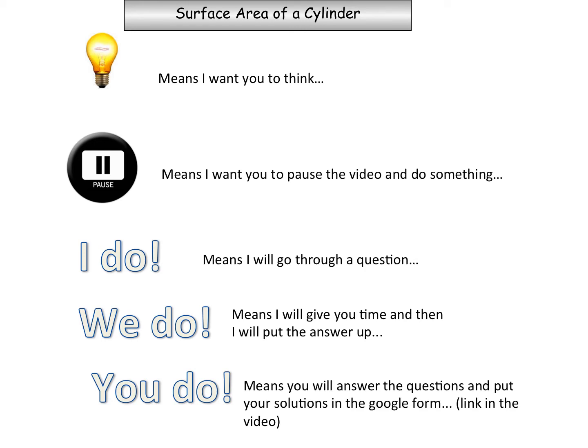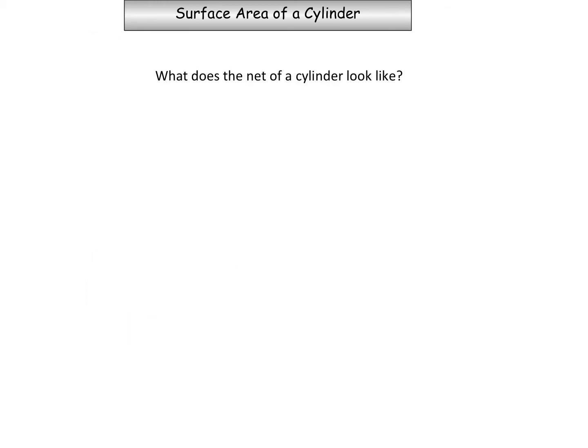Welcome guys. In this video we're going to have a look at a different solid, and we're going to look at the cylinder and its surface area. So what does the net of a cylinder look like? We've seen a rectangular prism, we've seen a triangular prism. What about a cylinder?